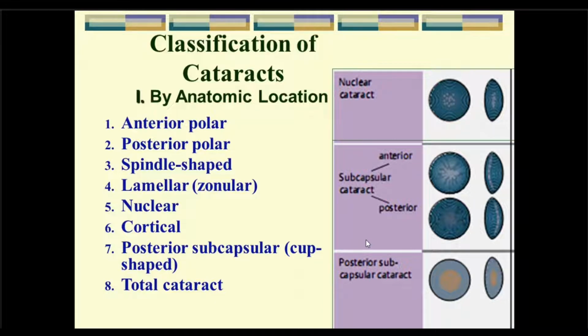According to anatomic localization, we can divide all cataracts into anterior polar, posterior polar, spindle-shaped, lamellar cataract, nuclear cataract, cortical, posterior subcapsular cataract, and total cataract when opacities affect the whole lens.